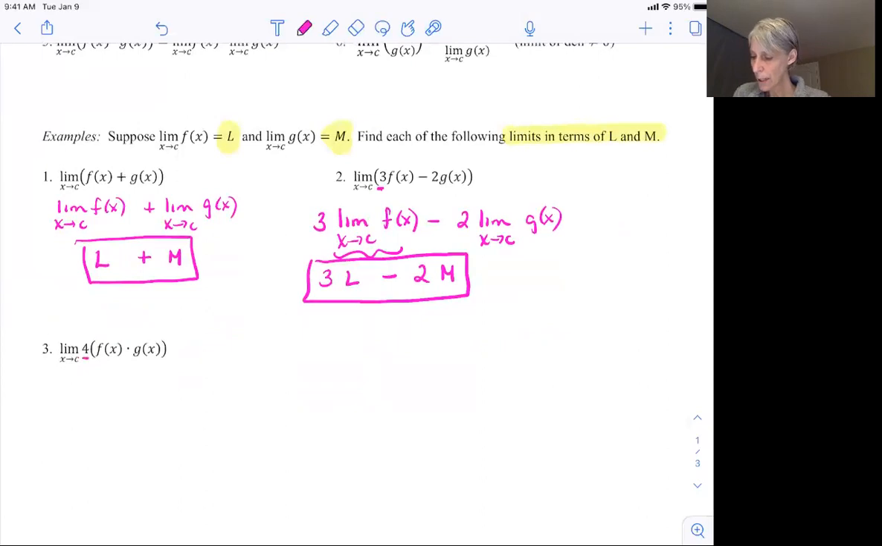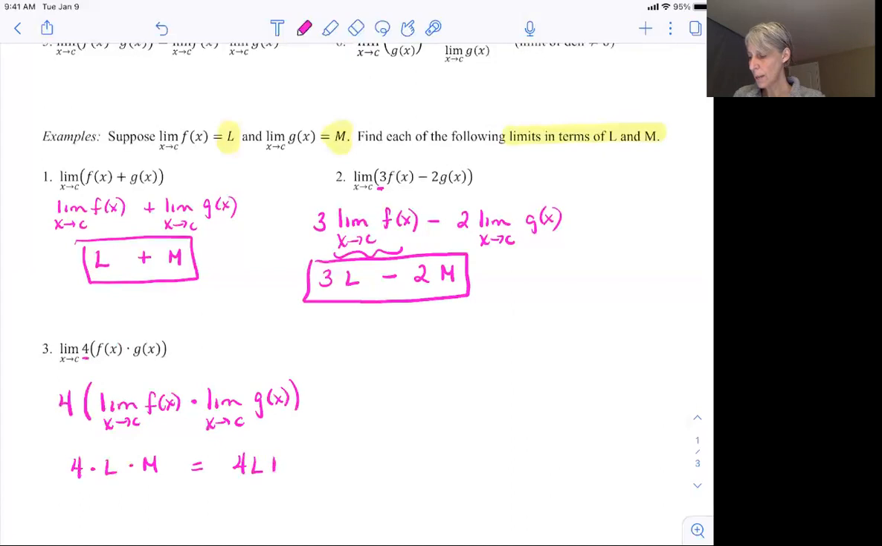Here I have a multiplier. I'm going to move that out front. The limit as x approaches c of f of x times the limit as x approaches c of g of x. 4 times L times M equals 4LM. I know this seems a little bit weird, but it's not that difficult to do.